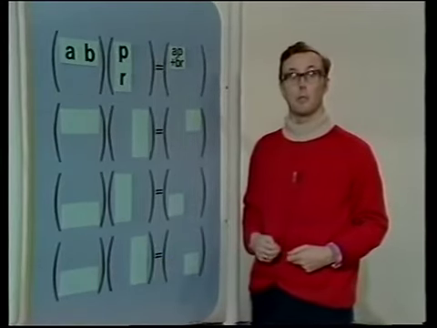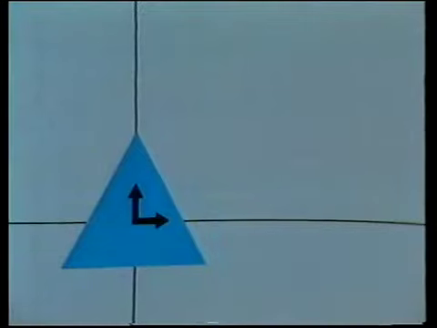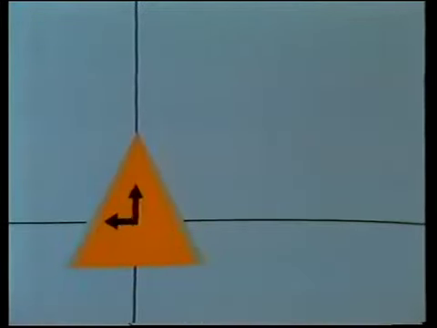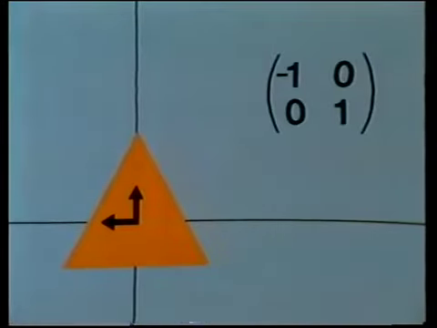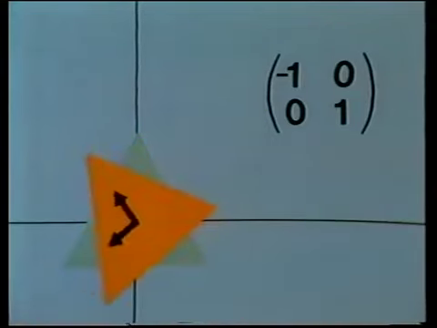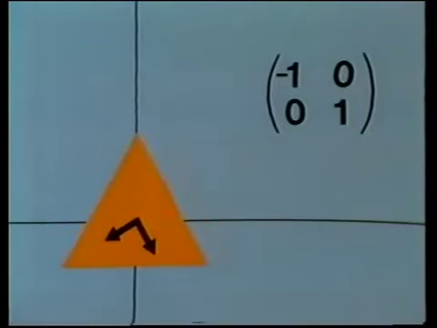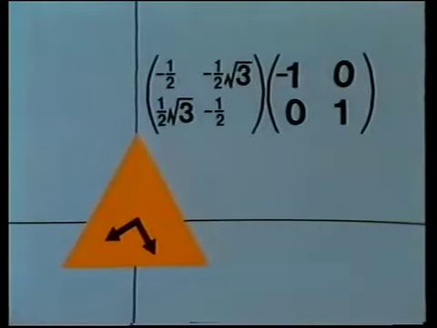Let's now try this for our symmetry matrices. We started with a flip about the vertical axis, and this was its matrix. Then we rotated by 2 pi by 3 with this matrix. Now we'll use the product rule to work out the resulting matrix.